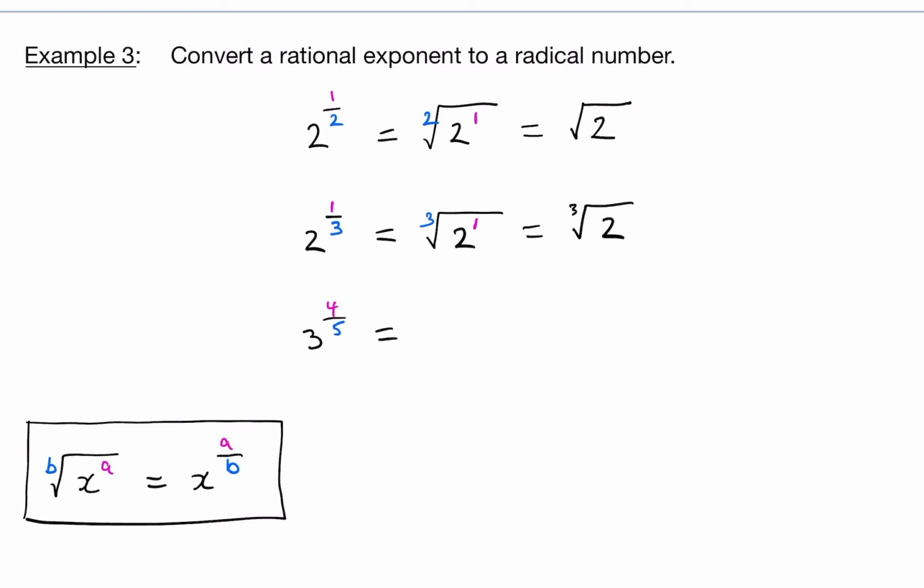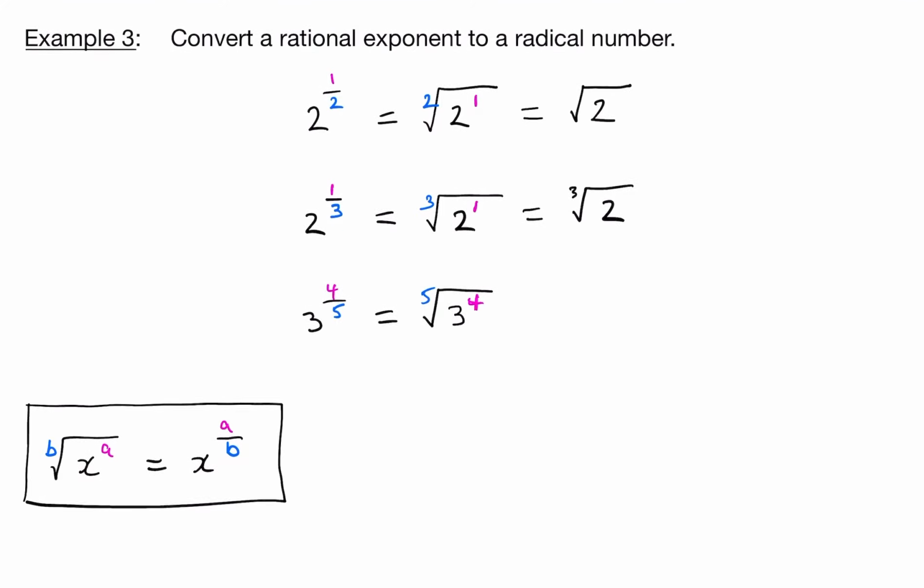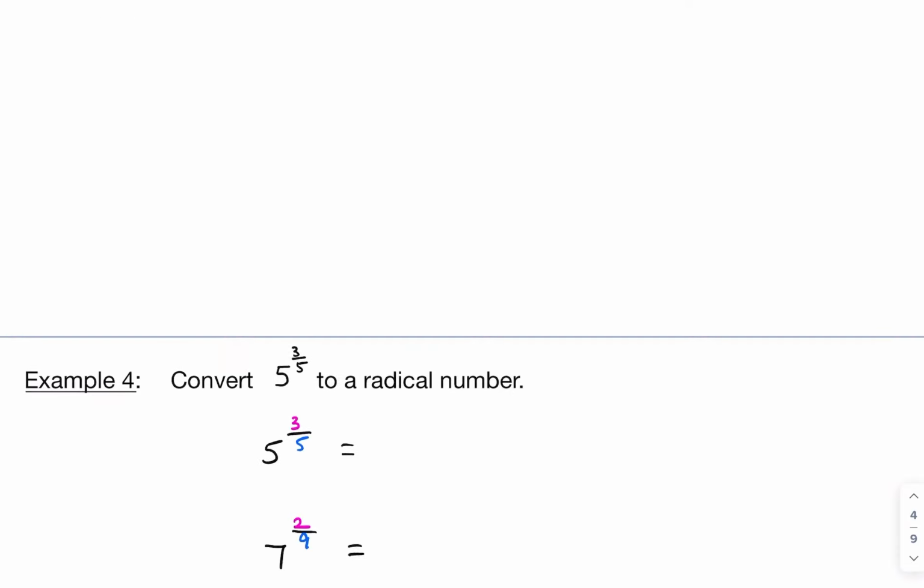And then let's do this last one. This is going to be equal to the 5th root of 3 to the 4th power. And there's nothing to rewrite there. It's the 5th root of 3 to the 4th power. All right, so hopefully that makes sense. Let's go ahead and work on the next example.